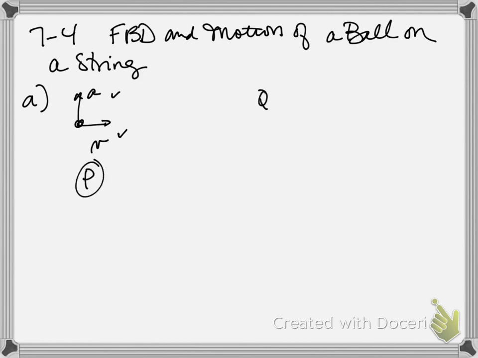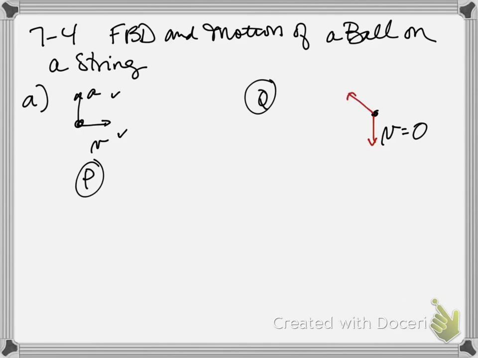What about at point Q? Now we're at the top of the string. And what happens for an instant at the top of the string? Well, the velocity is equal to 0. So we need to explicitly state that. Now there are 2 forces acting on the ball at this point. Gravity is pulling straight down and the tension is pulling towards the center.